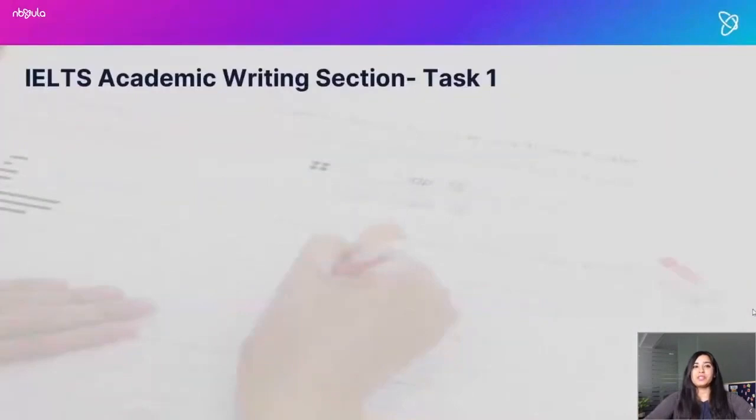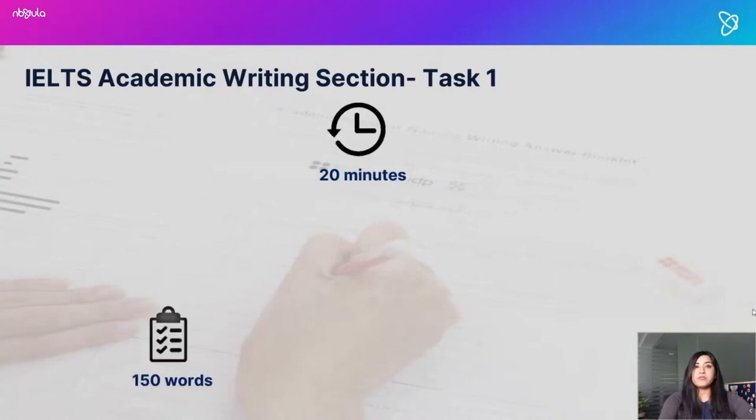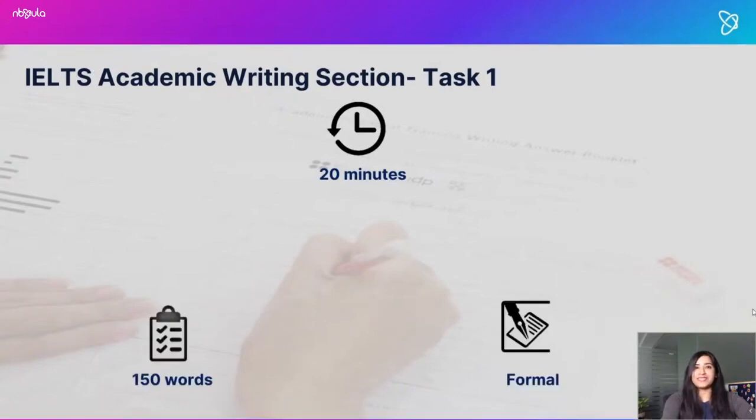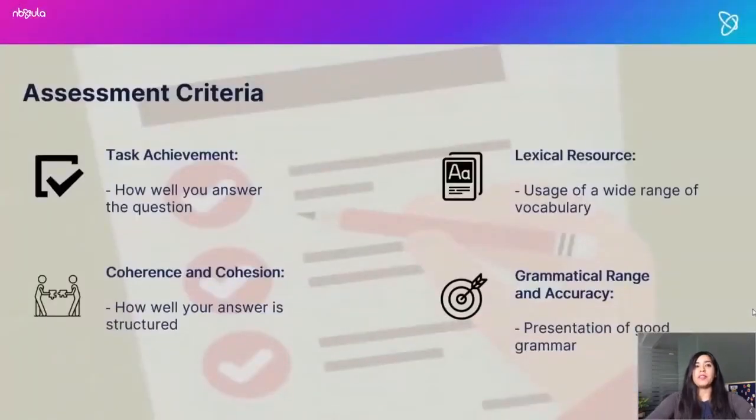So first of all, let's look at what the IELTS writing section is all about, and that too, task 1. In task 1, you'll have 20 minutes to write 150 words or a little bit more in a formal writing style. Okay. The next thing is that it's important to know about the assessment criteria so that you'll know how you're going to be marked during the exam.